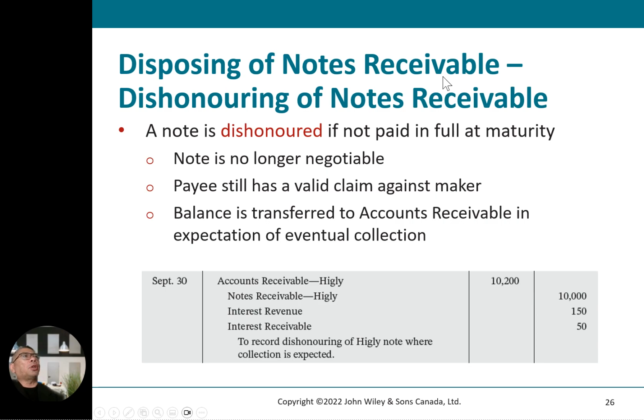Okay? Disposing of a note receivable: a note is dishonored if not paid in full at maturity. The note is no longer negotiable, but the payee still has a valid claim against the maker. The balance is transferred to accounts receivable in expectation of eventual collection. On July 30, accounts receivable is $10,200 debit. Note receivable credit $10,000. Interest revenue credit $150. Interest receivable credit $50. This is to record dishonoring the note where collection is expected, because a note is dishonored if not paid in full at maturity.